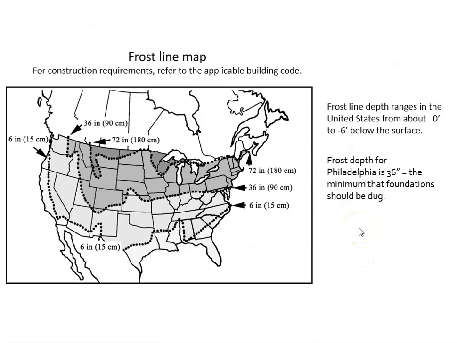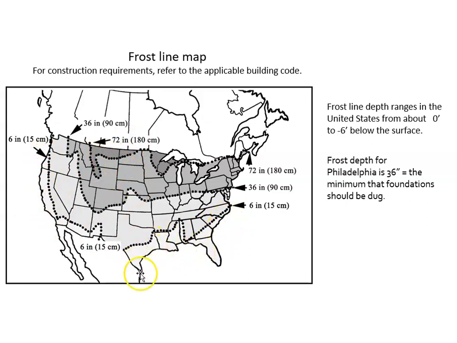And this is a typical map. Here in Philadelphia, where I am, the frost depth is about 36 inches. So any foundations have to be at least down that far, be it a simple deck or a porch or a house. It has to be at least 36 inches down. Here we could see it getting up to 72 inches. So that's a lot of digging. Six feet you'd have to dig in this area. So very deep. Along the water, it's only 6 inches.